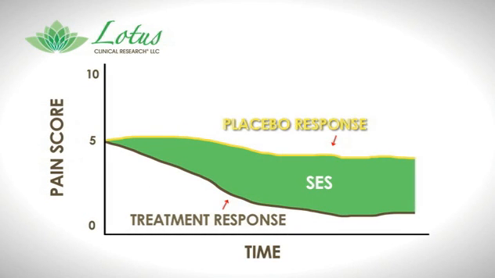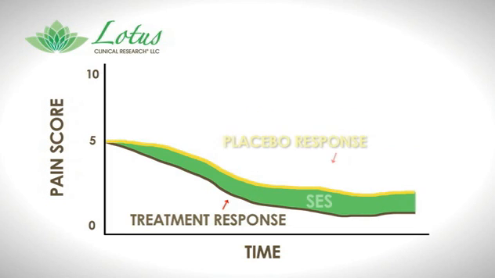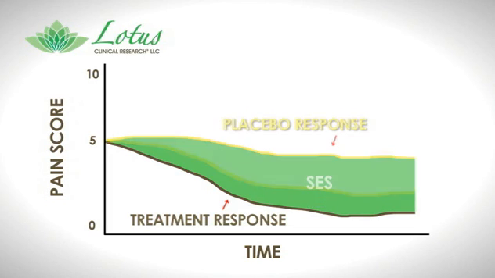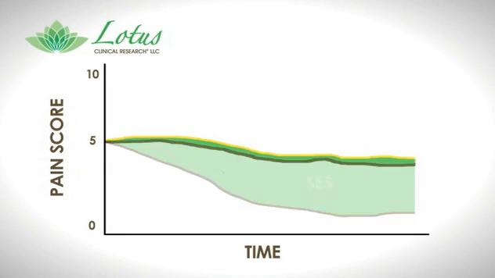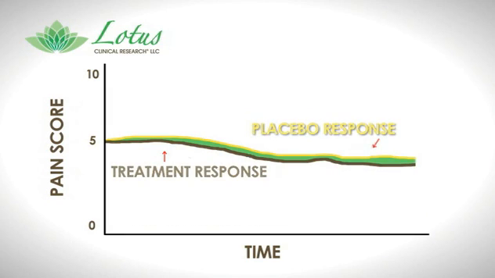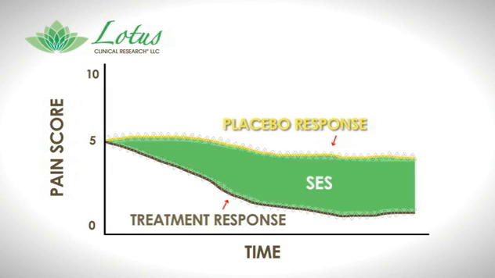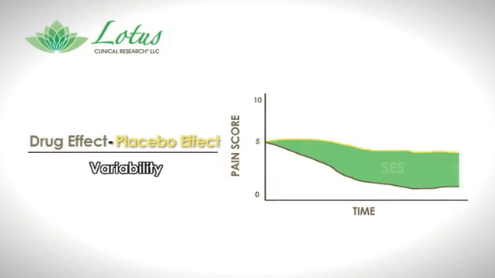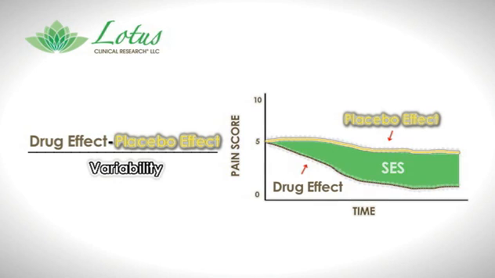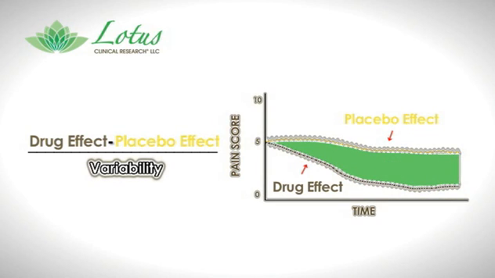error. In an analgesic investigation, the SES has 3 primary enemies: high placebo response rates, suboptimal treatment effect from the investigational medication, and a high degree of variability, also known as a large standard deviation. The formula for SES is drug effect minus placebo effect divided by variability.